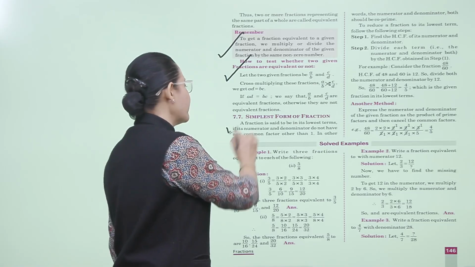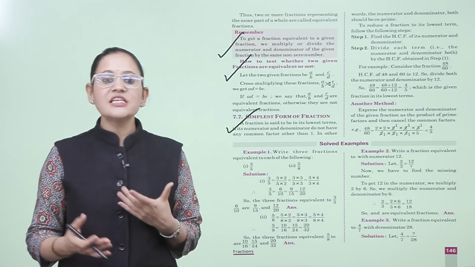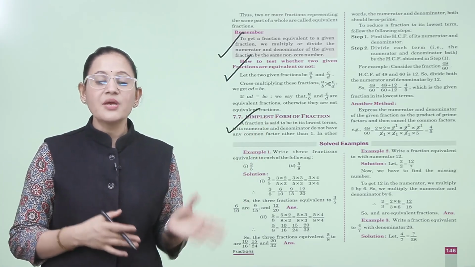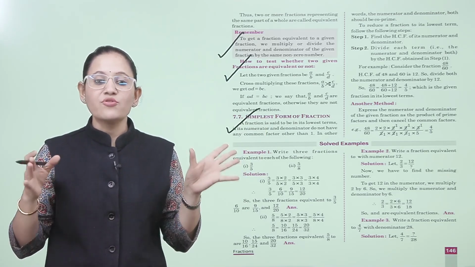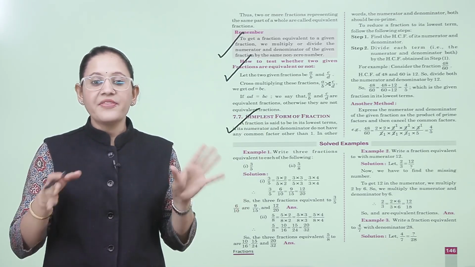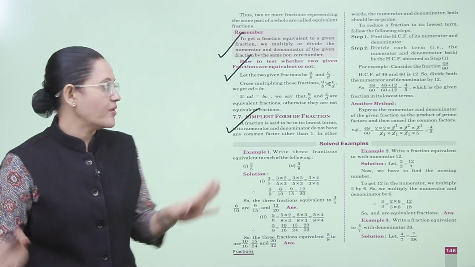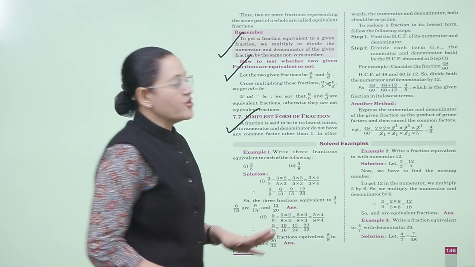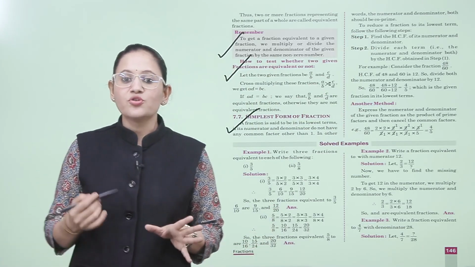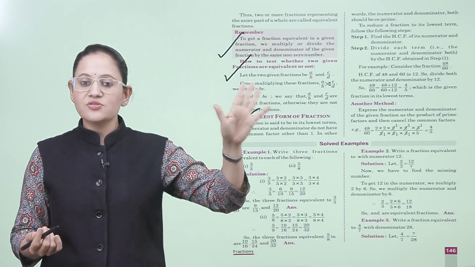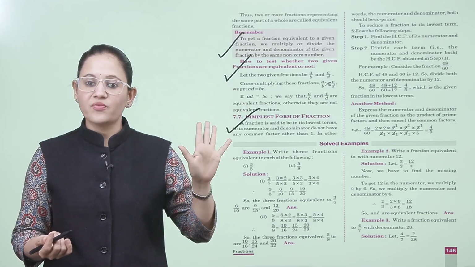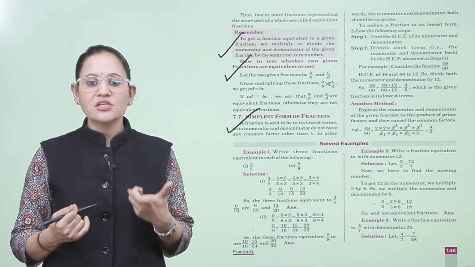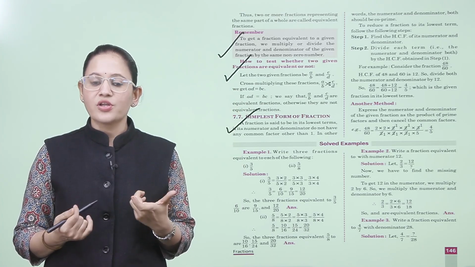Next, simplest form of the fraction. A fraction is said to be in the lowest or simplest form if the numerator and denominator have no common factor other than 1. Clear? So the numerator and the denominator both should be co-prime, meaning there will be no common factor other than 1.